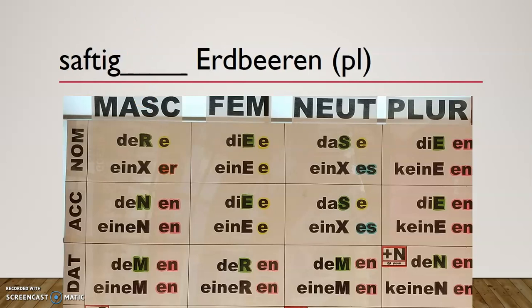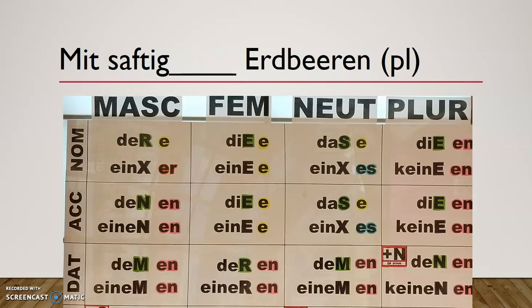Let's try another one. Here we have juicy strawberries, also nominative. So we have nominative, plural. We're looking here. We're not looking at our normal adjective ending. This is our preceded adjective ending. This is unpreceded, so we look at our definite article, and we get the ending that's on here, and it's just saftige Erdbeeren.